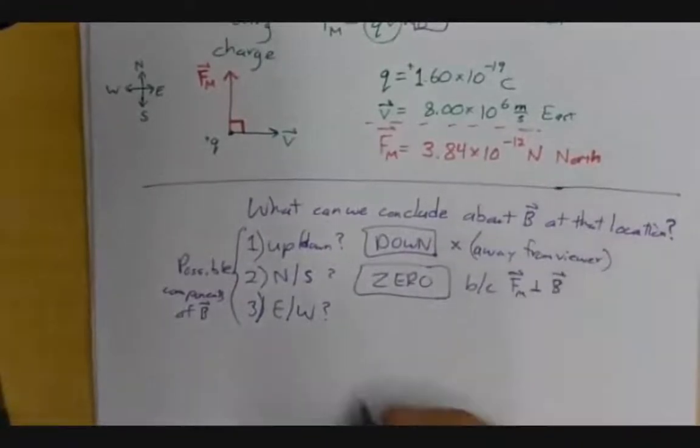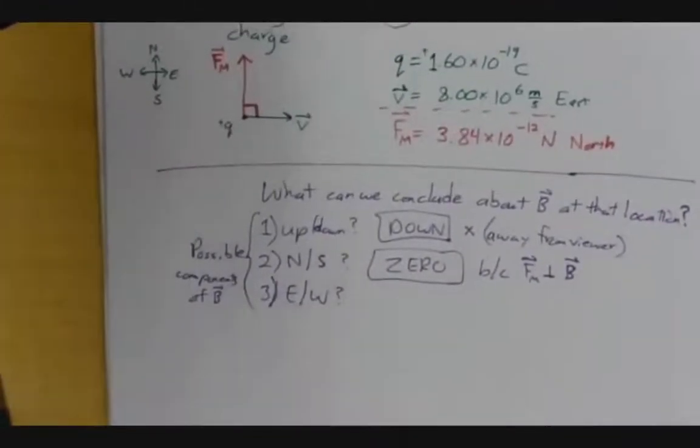Okay, and what about east-west? We have no idea about the east-west component of the magnetic field. Why not? It could be anywhere in the east-west plane, and the force would still be perpendicular. And are you kind of imagining explaining that to someone via right-hand rule, via components? And that's true.